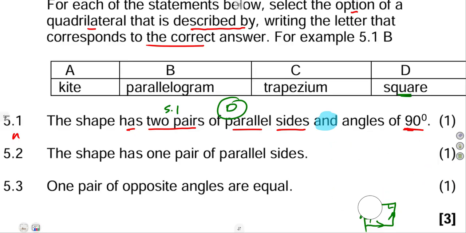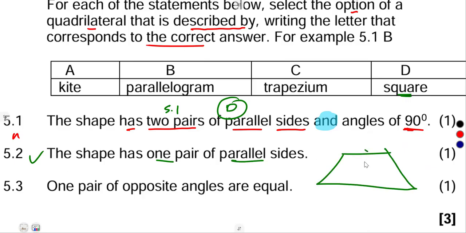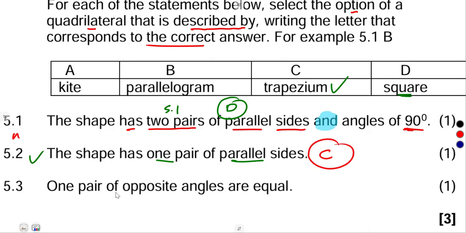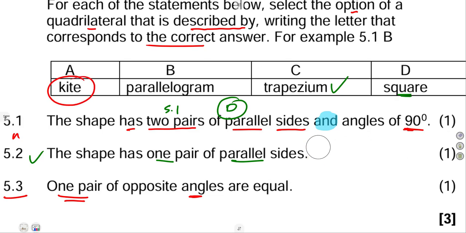All right, then 5.2, the shape has one pair of parallel sides. One pair of parallel sides is a trapezium. So 5.2, our answer is a trapezium, which is C. Then 5.3, one pair of opposite angles are equal. It's only one pair. That's a kite. So the best answer there is A.